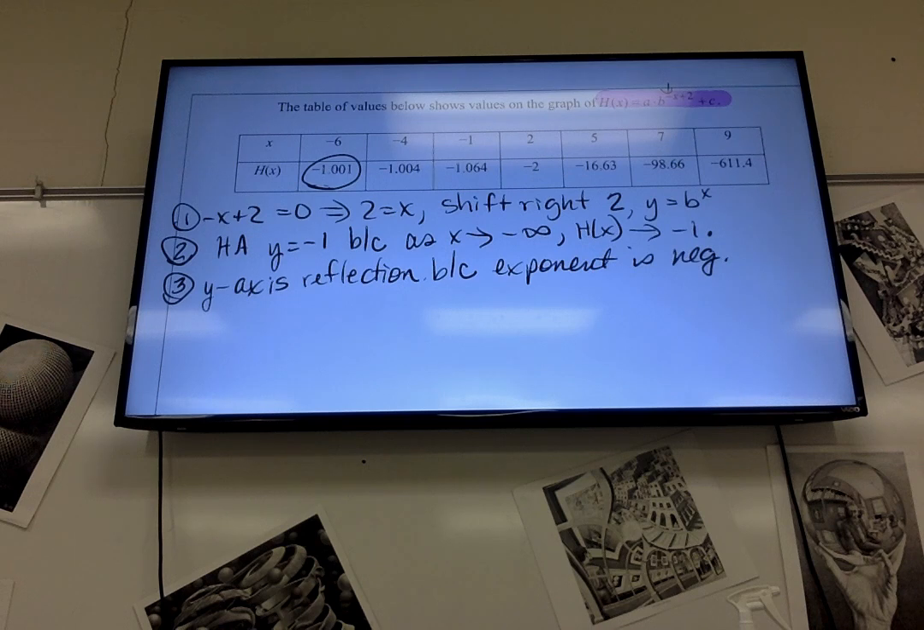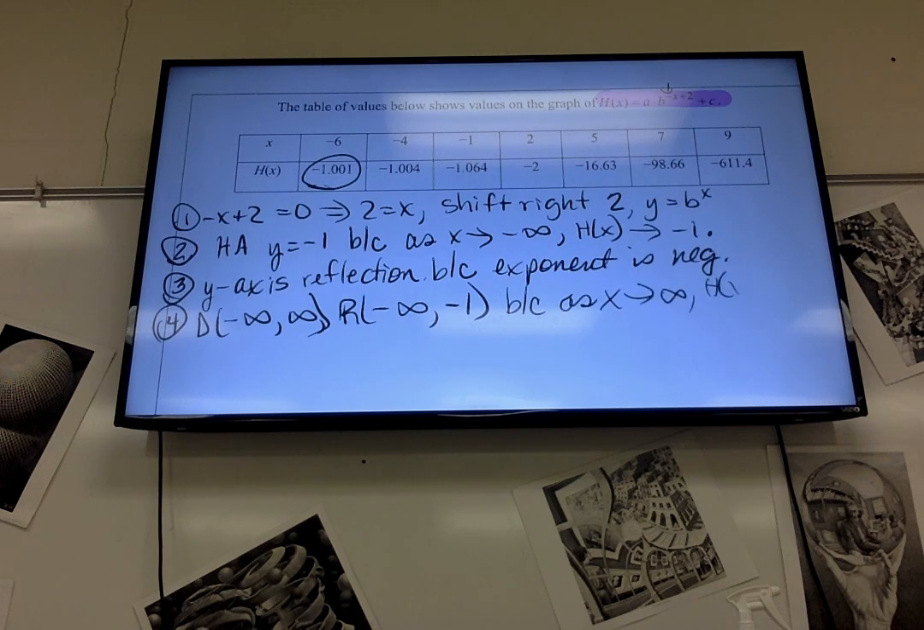The domain's negative 3 to infinity, the range is negative infinity to negative 1. Okay. Domain is negative infinity to infinity. Oops. And the range is what? Negative infinity to negative 1. Okay. How do you know it's not negative 1 to infinity? Because as they approached 9, it was getting further away from the intercept or asymptote. Yeah. So because as x approaches infinity, and you don't have to write it this way, the way you said it was fine, h of x approaches negative infinity.